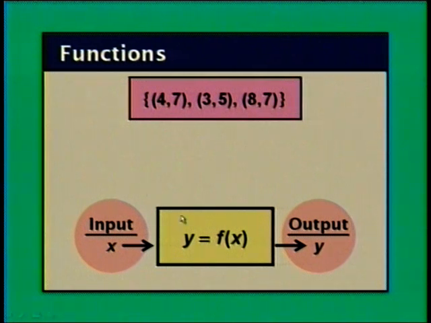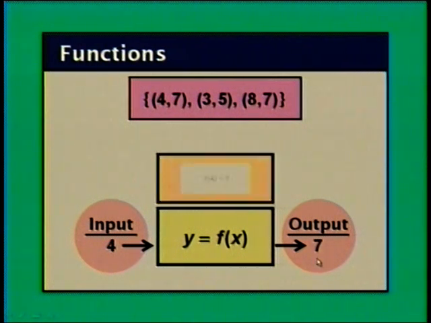So let's see what happens when we input 4 for x. Well, we have the point 4, 7 in our function set. So the value of y is 7. So we say, using function notation, that f of 4 equals 7. The value of the function f when x is 4 is 7.